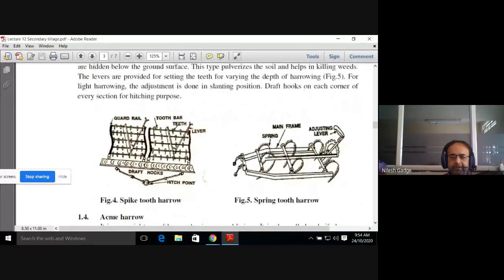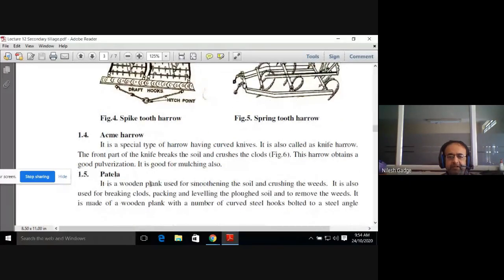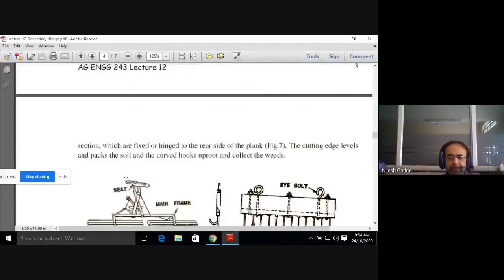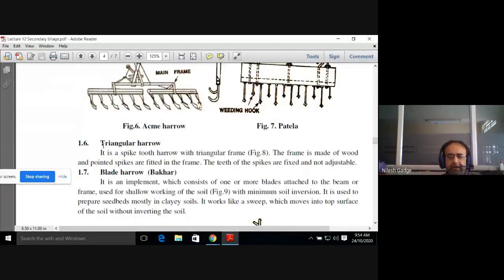See, this is the spike tooth harrow. It has the spikes. This is the spring tooth harrow. It has a spring mechanism. Then there is the acme harrow. You have to remember only the names of these. Then there is the patella. This is the figure of the acme harrow. This is the figure of the patella. Then the triangular harrow. It is available in the laboratory actually.